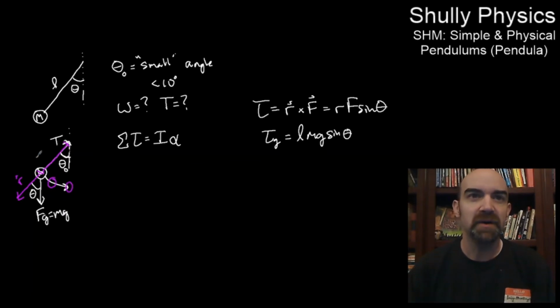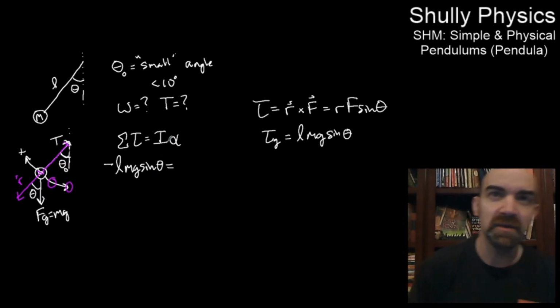Okay, if I call this the positive rotational direction, what direction is the torque due to gravity? It's in the negative direction. So therefore our torque is going to be R F sine theta, but in the negative direction.